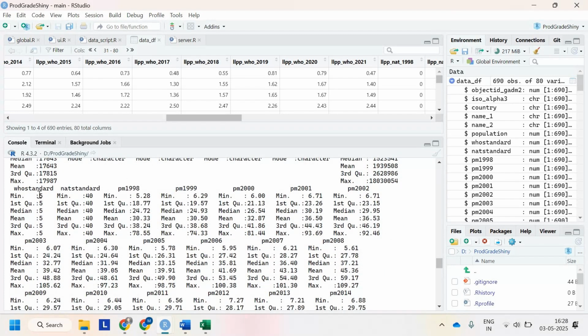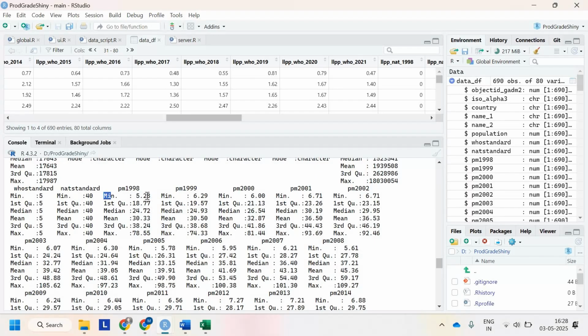And you can see the WHO standard is minimum 5, first quartile is 5. It means that it has only one value, and that's what it's showing here. And in the same way, the national standard also has only one value, that's 40 across all the districts. And in PM 2.5 1998, you can see the maximum value was 78, minimum value was 5.28.